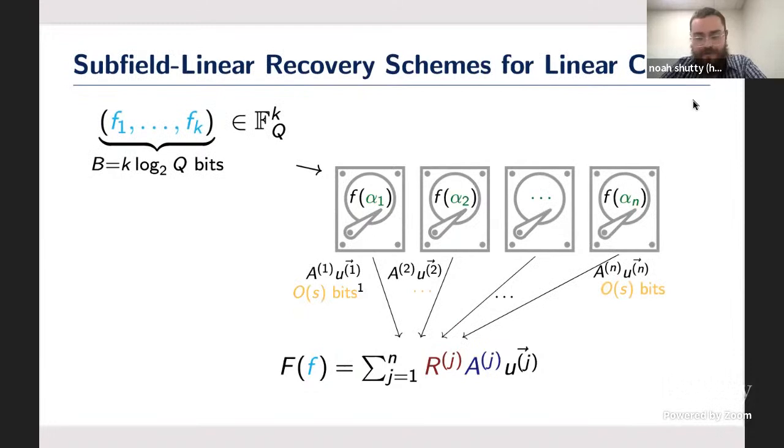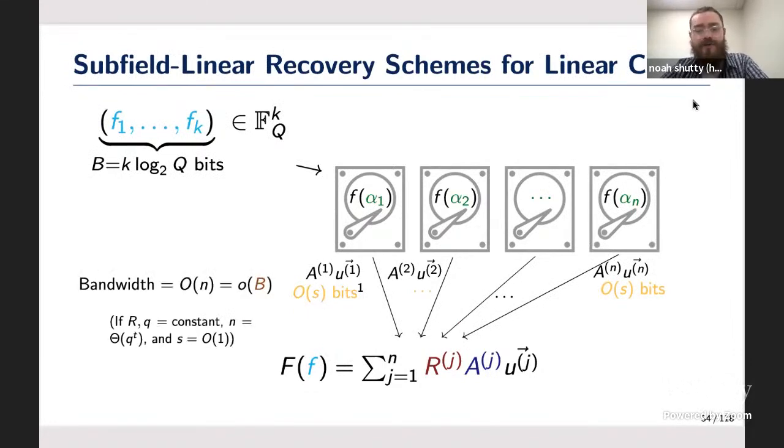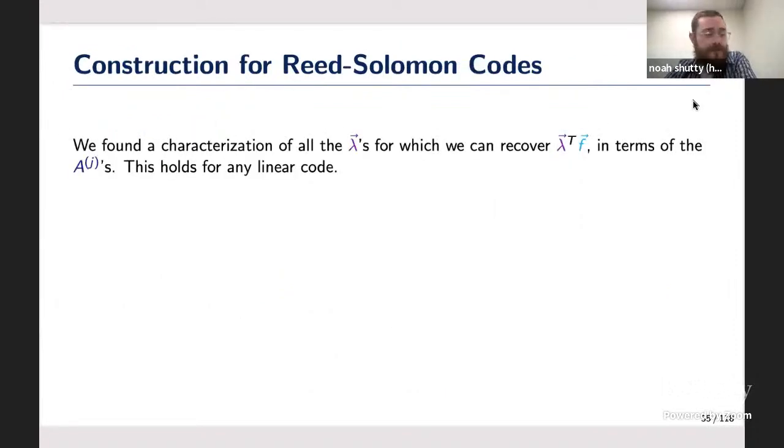And when you add all of these up, you have order s bits, for constant q, from each node, and the total bandwidth will be little-o of B, if you can keep the rate constant and q constant and manage to keep s constant, which we do. So the way that we did this at a high level, we found some characterization for any linear code.